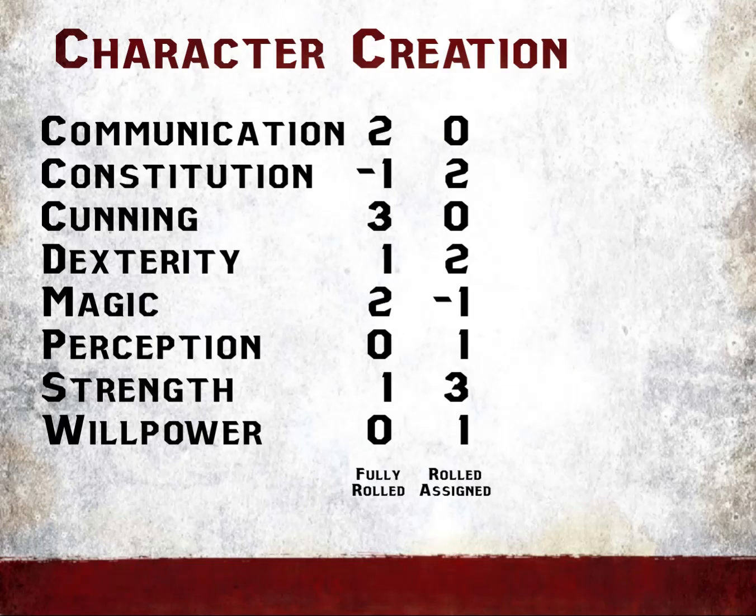The third way is a pure assignment system. You get a total of 10 points and can assign them to each ability however you want. You're not allowed to give any ability a value of more than 3 or less than 0. So let's go for the maximum on Strength and Constitution, 2 on Dexterity, 1 on Perception and Willpower, and then leave the rest at 0. The next step would be to apply your background.